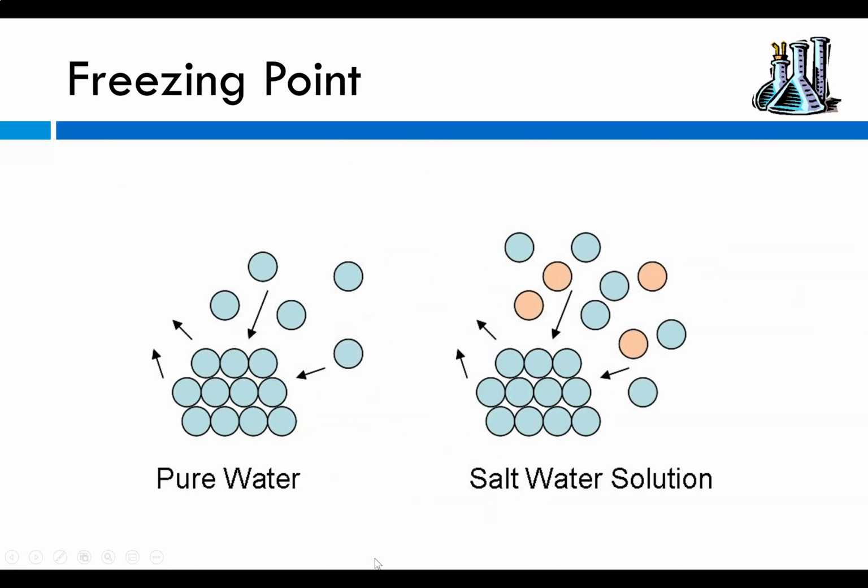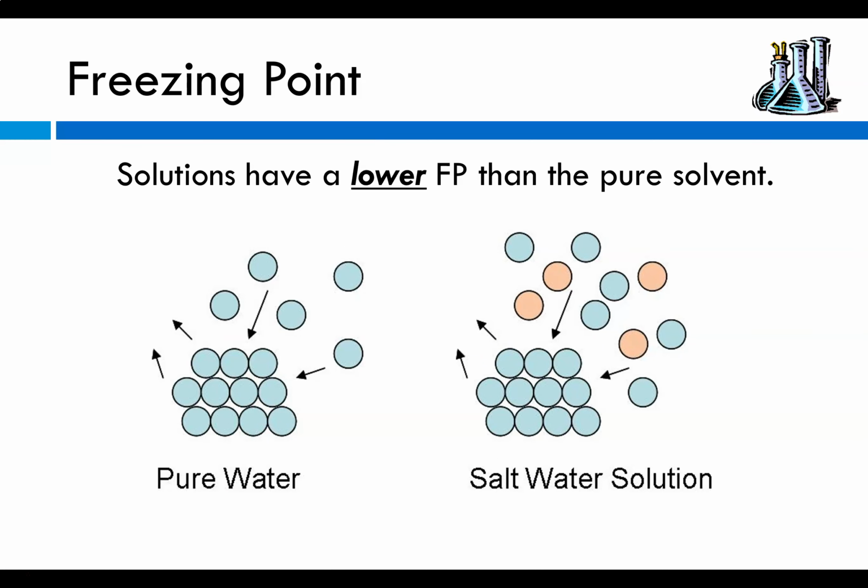Let's take a look at freezing point. We know that a solution is going to have a lower freezing point than the pure solvent. So let's take just a moment and talk about why that occurs. Anytime a liquid solidifies, we need to take our liquid particles that have usually a little bit higher energy, and we need to get them close enough so that they can form strong intermolecular forces, eventually leading to the formation of a highly organized solid.